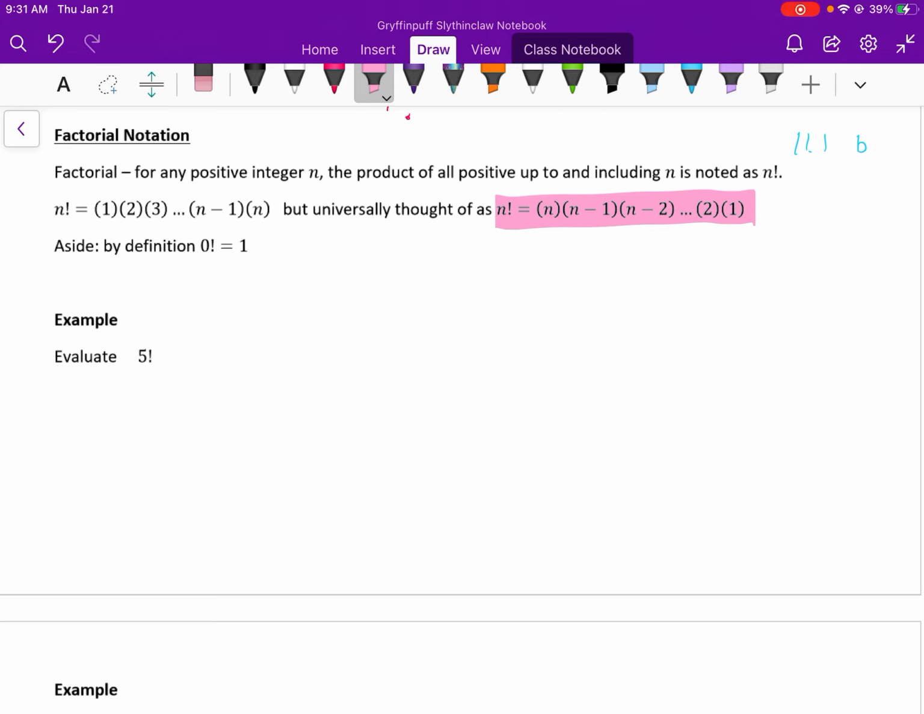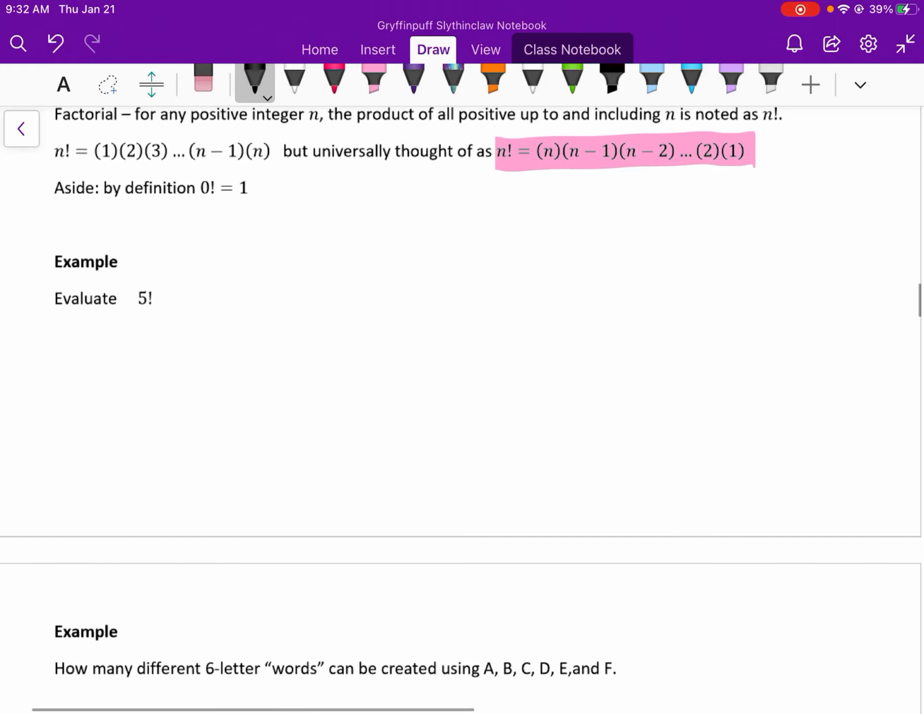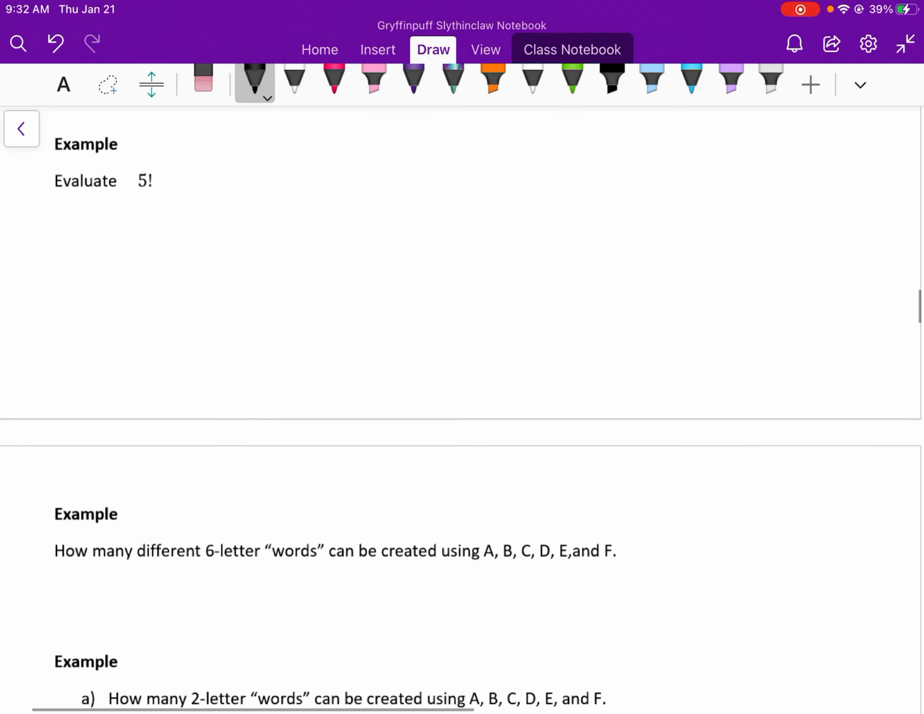But universally, how do we think of it? Well, we count down. So n factorial is n times n minus 1 times n minus 2 ... times 2 times 1, all the way down. And by definition, if you ever run into this scenario, 0 factorial is equal to 1.